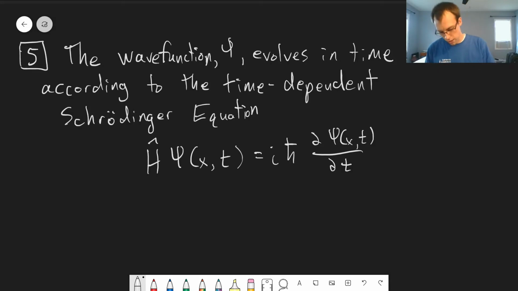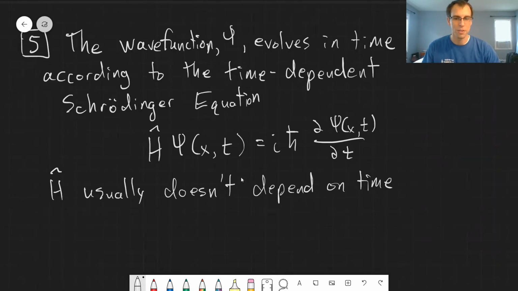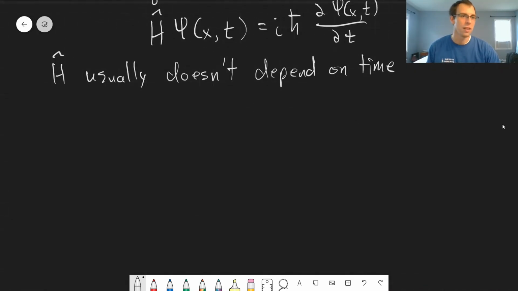The Hamiltonian usually doesn't depend on time. The potential energy of the system usually is fixed; it changes over space, but not usually time. It can change over time, and then you have even more fun with this. But for all the problems we'll consider in this class, we're going to consider Hamiltonians that do not depend on time. And so we'll show that we can ignore the time dependence for the most part.